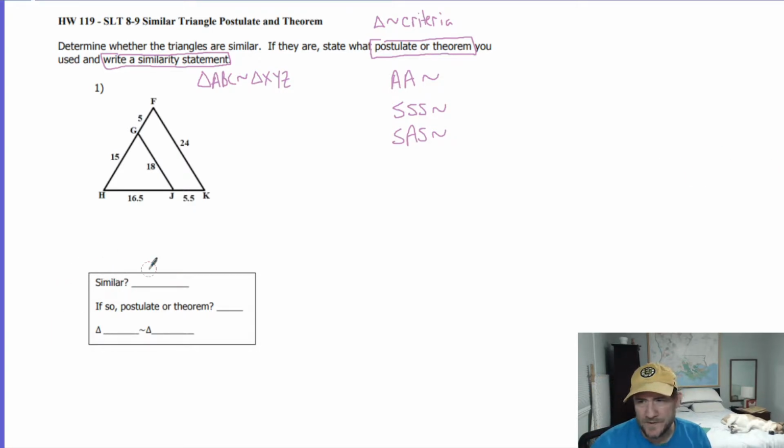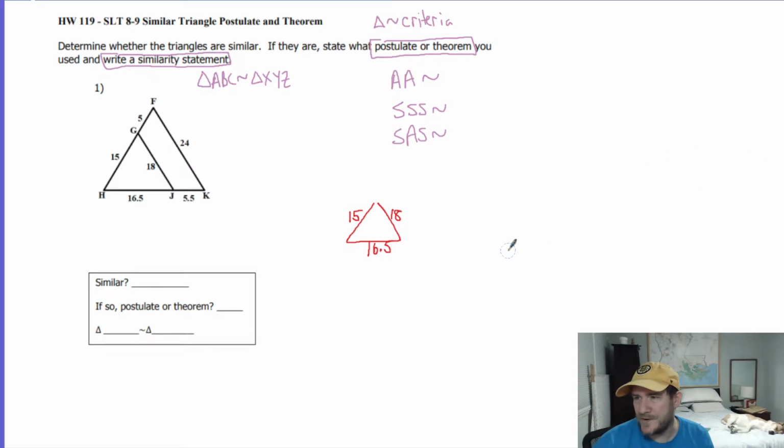That's your similarity statement. So let's get in here and see. It's asking me, are they similar? And well, I don't know. Honestly, I've got two different ways I could attack this problem. One way is by side, side, side, because I have all the side measurements. So I've got this little triangle whose dimensions are 15 here, 18 here, and 16.5 here.